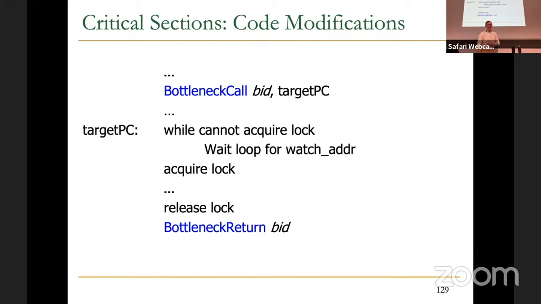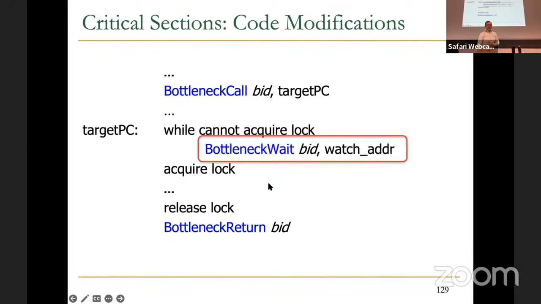While a thread is waiting for this bottleneck, it cannot acquire the lock. It's waiting for the ID, clearly. We're going to basically increment a counter in hardware. There's a specialized instruction called bottleneck wait. While you're waiting for that address to be modified, because that's the synchronization that happens, you increment the thread waiting cycles for that particular bottleneck.